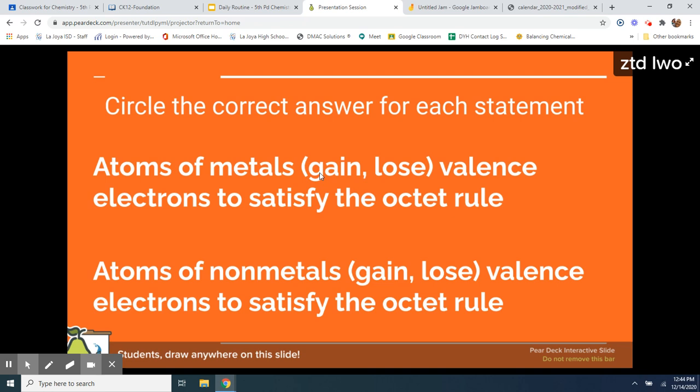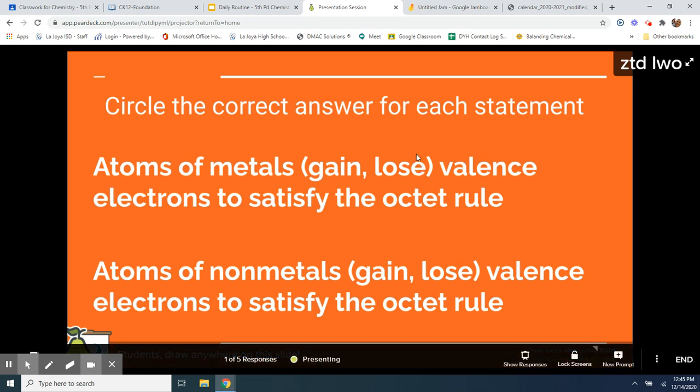So what happened to nonmetals? Gain or lose? What do you think? Metals lost. What happened to nonmetals, Oscar? Say it again. They gain. Yes, sir. They will gain electrons. Okay, so you should have circled lose. You should have circled gain.